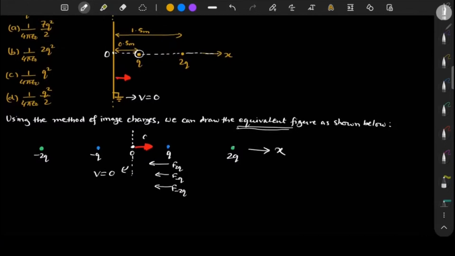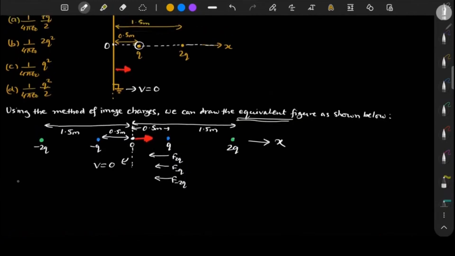By the way, these distances are, let me write down, 0.5 meters. This is also 0.5 meters. This right here is 1.5 meters, and this is also 1.5 meters. So let us write down the force. So force acting on q is force due to 2q plus force due to minus q plus force due to minus 2q, and all of this is acting in the negative x direction. So resultant is also in negative x direction.